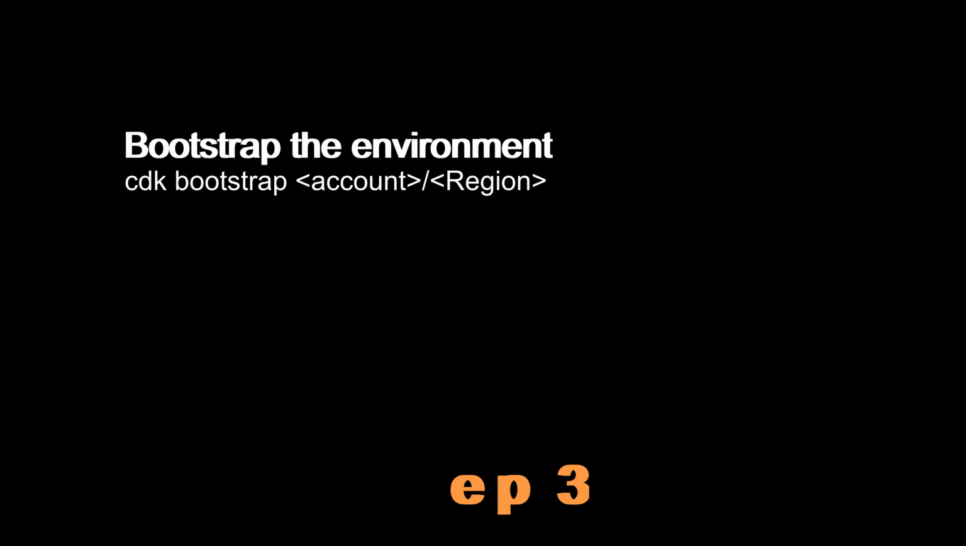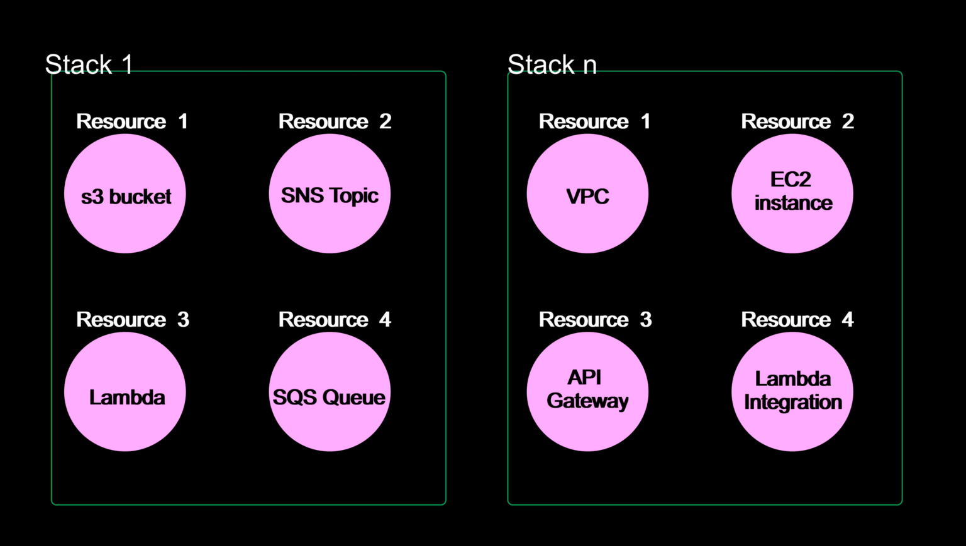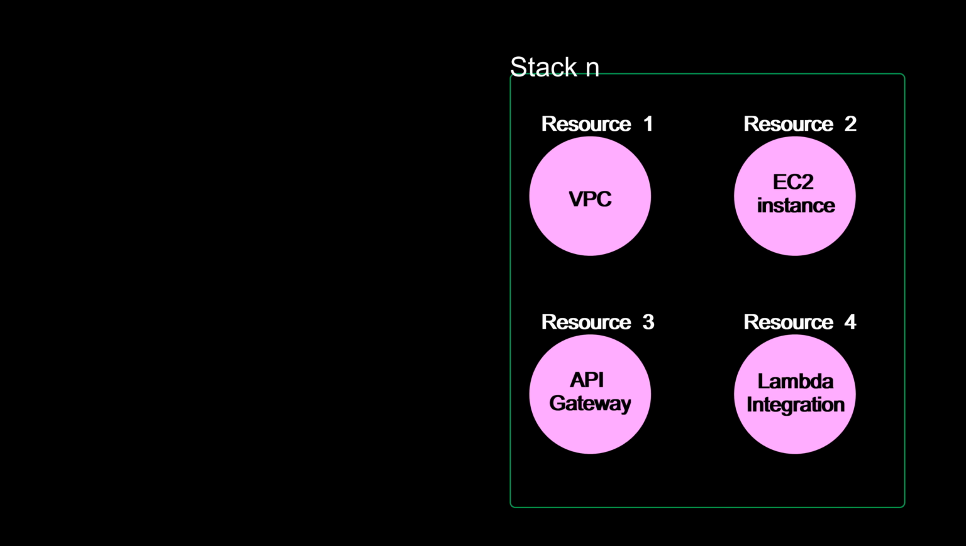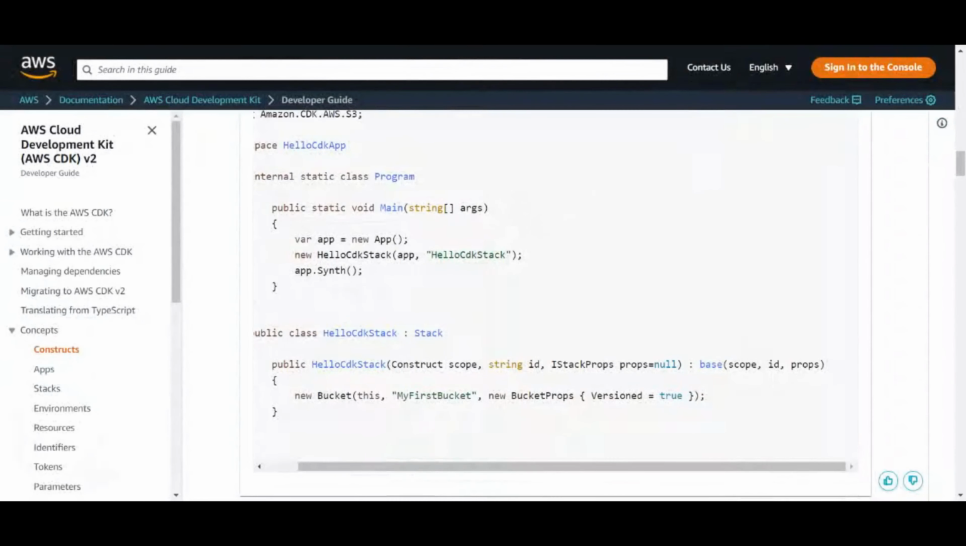The CDK stack is a single deployable unit that can contain n number of resources that are nothing but AWS services like S3 buckets, EC2 instances, etc. A CDK app can contain n number of stacks. This is a simple example of a basic Hello World stack from the AWS docs.